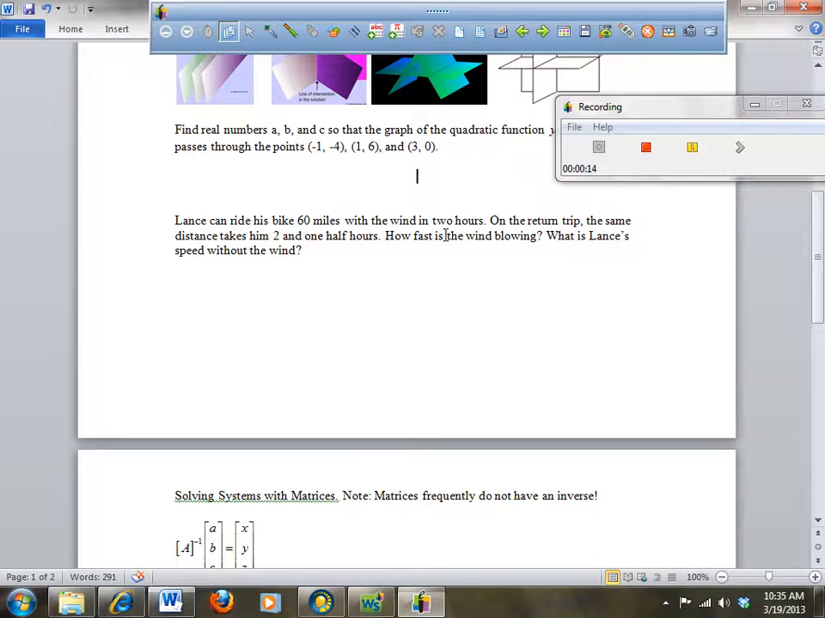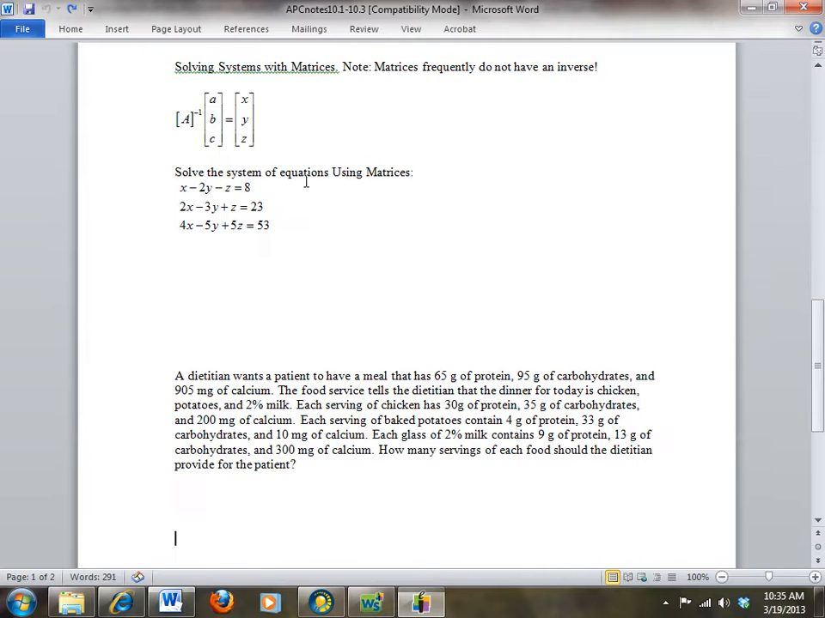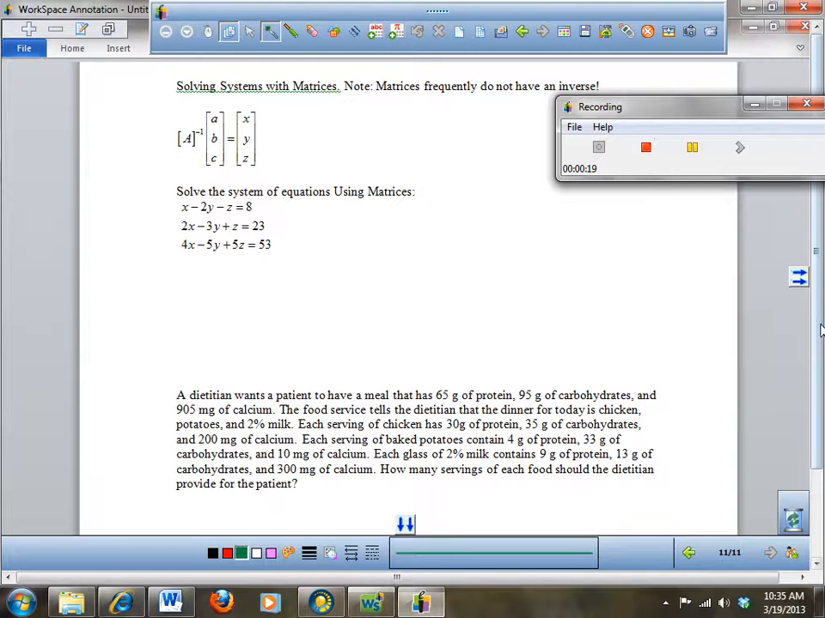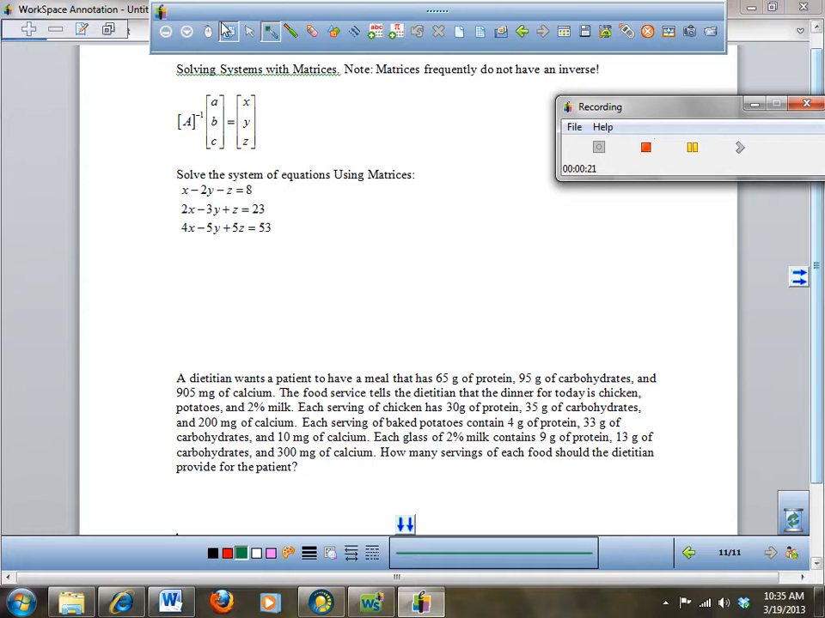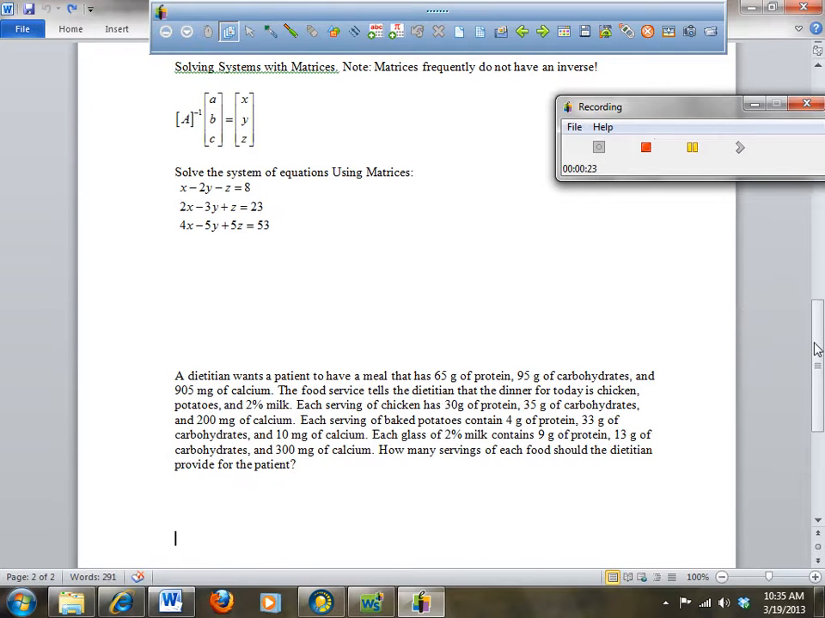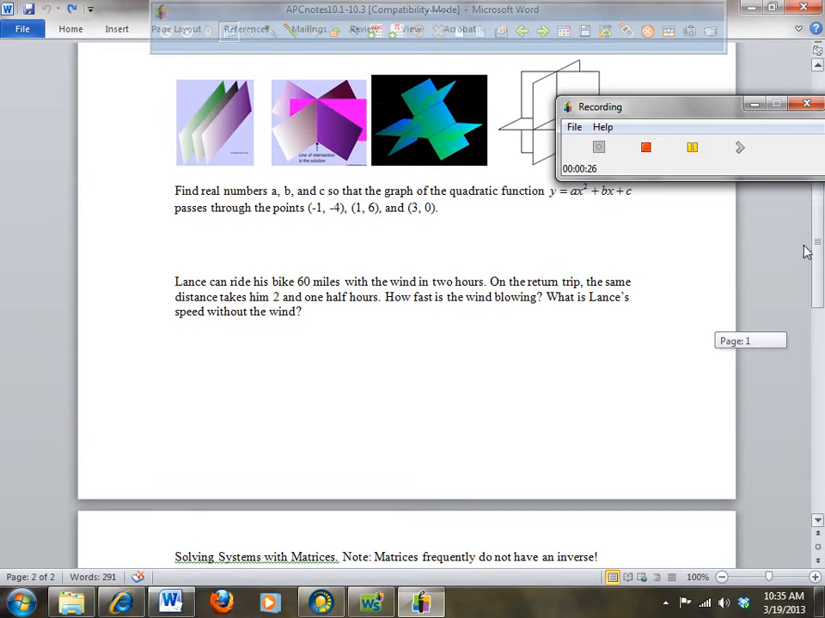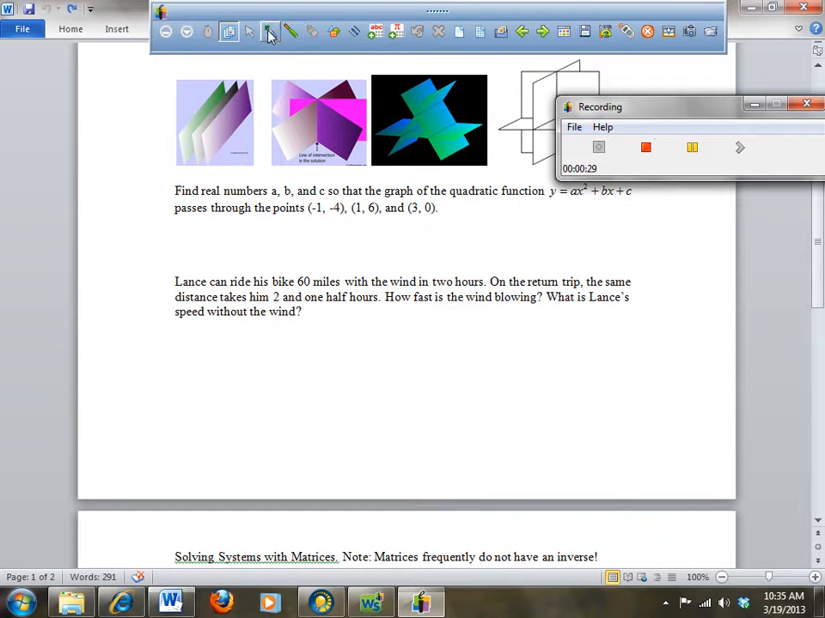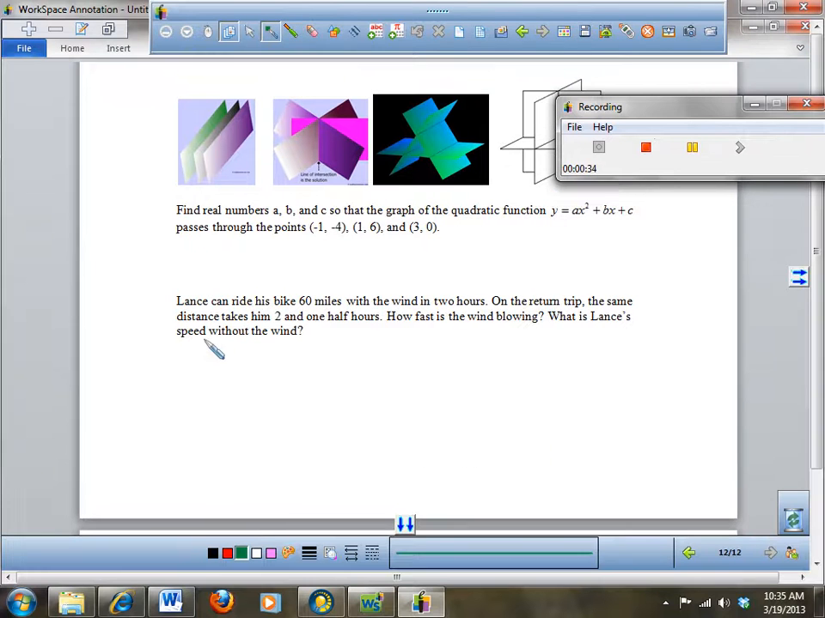So the first thing we're going to look at is the Lance problem. If you were here yesterday, some of you got to hear about the Lance problem. If not, here it is. Lance can ride his bike 60 miles with the wind in 2 hours. On the return trip, the same distance takes him 2.5 hours.